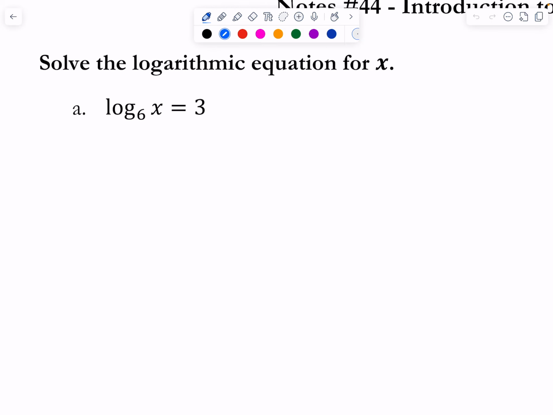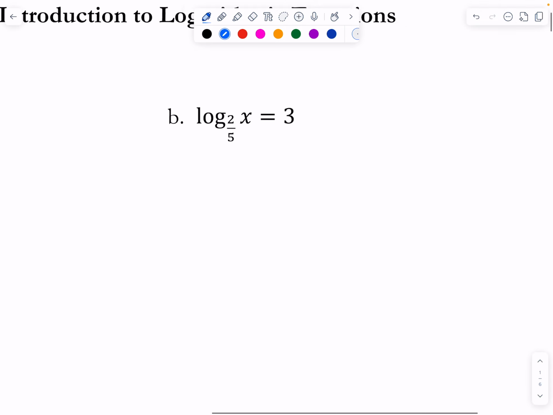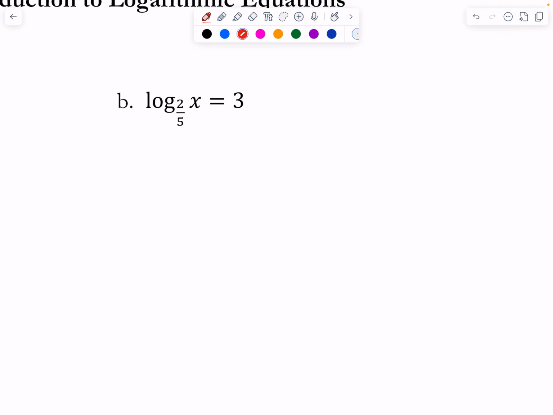This is a logarithmic equation, log base 6 of x equals 3. I'm going to rewrite this as an exponential equation. So 6 to the third power is equal to x. And actually, we can just finish this question. That's 216. Now, again, some of these will be pretty fast. All right, next one. 2/5 to the third power equals x. So x equals 8 over 125.